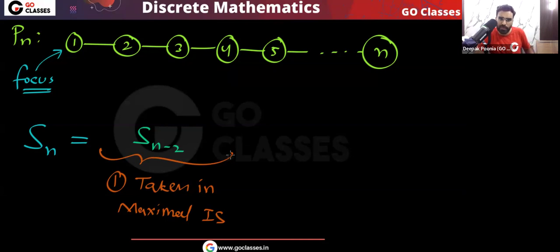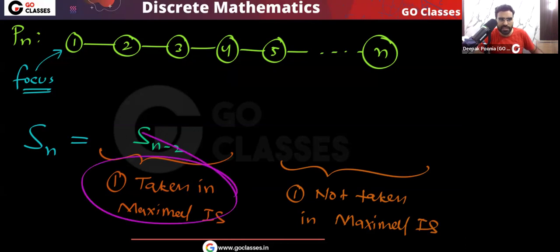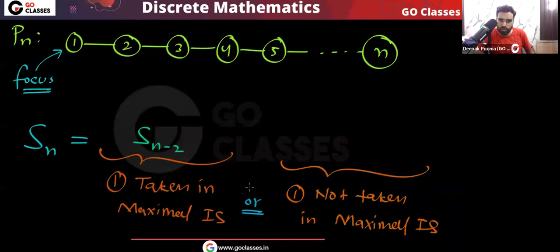Now, or what can happen? Or 1 is not taken in the maximal independent set. One of these situations can happen. Either 1 will be taken in the maximal independent set, or 1 will not be taken. Either this situation can happen or this situation can happen. Because of this, or, you will add plus. Yes or no? Okay, plus.